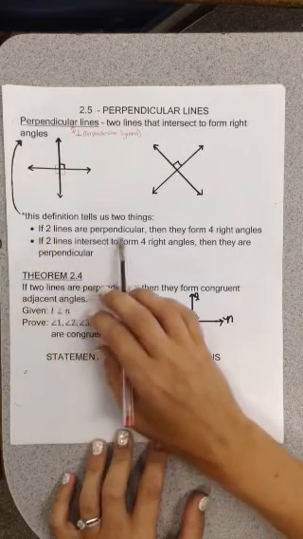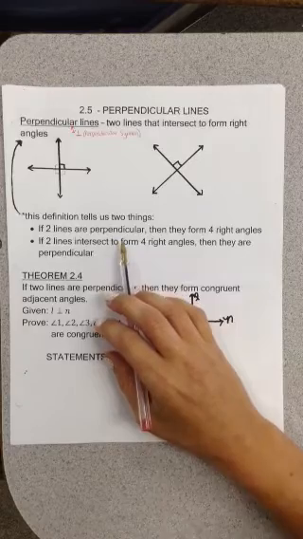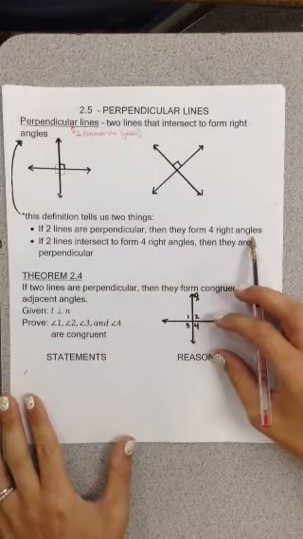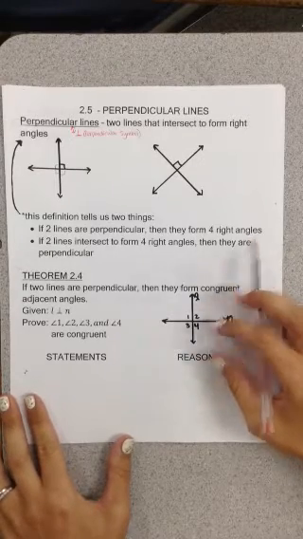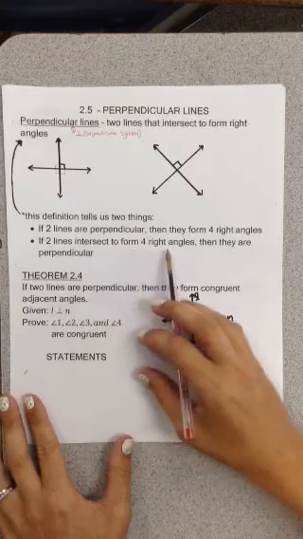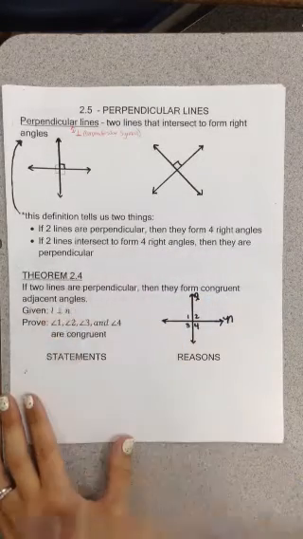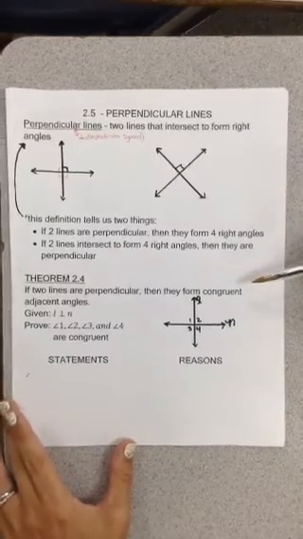If you see that two lines are perpendicular, so if they're marked with the box or you're told that they're perpendicular, you can conclude that all four angles formed are right angles. Okay? Other way around too. If you're seeing two lines intersect and they're forming four right angles, you can conclude from that that the lines are perpendicular. Okay, let's go to our first theorem.